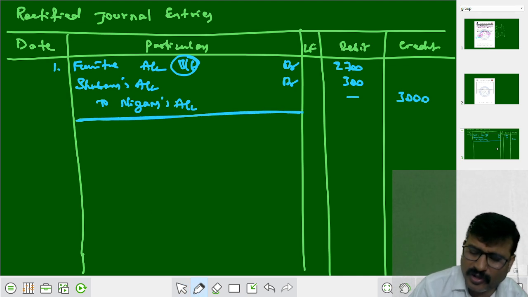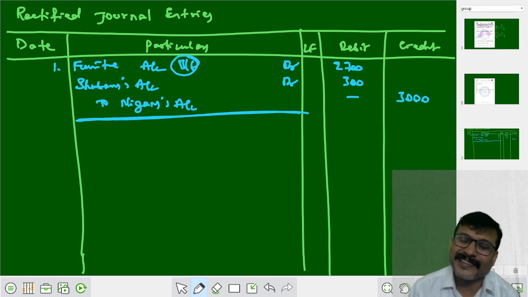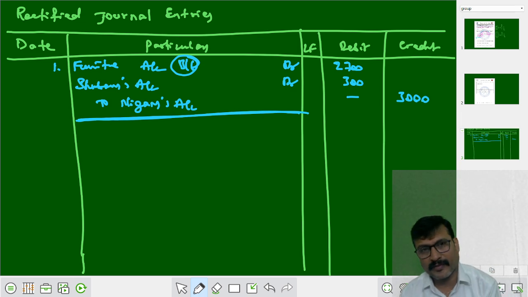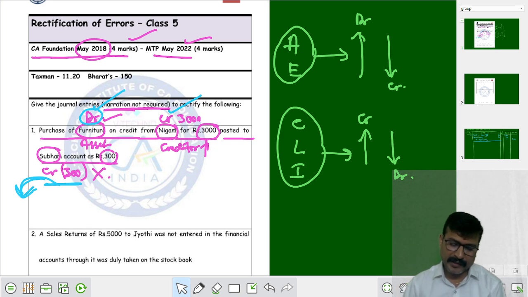Being narration is not required. If you want to write the narration, you can write: being wrong debit to Shubham's account is rectified. I hope you got it, right?